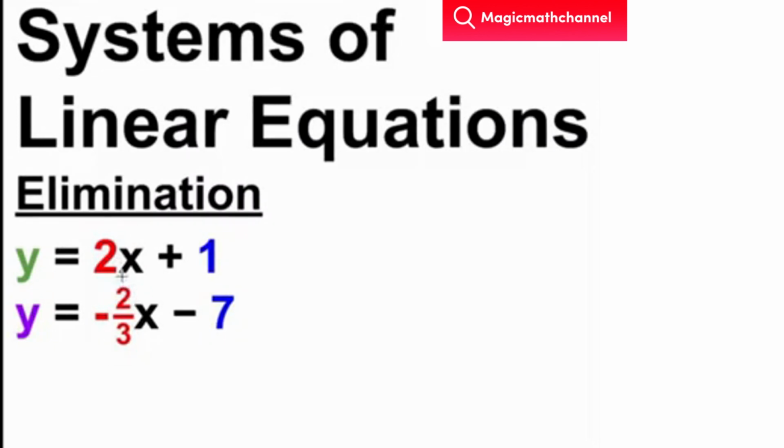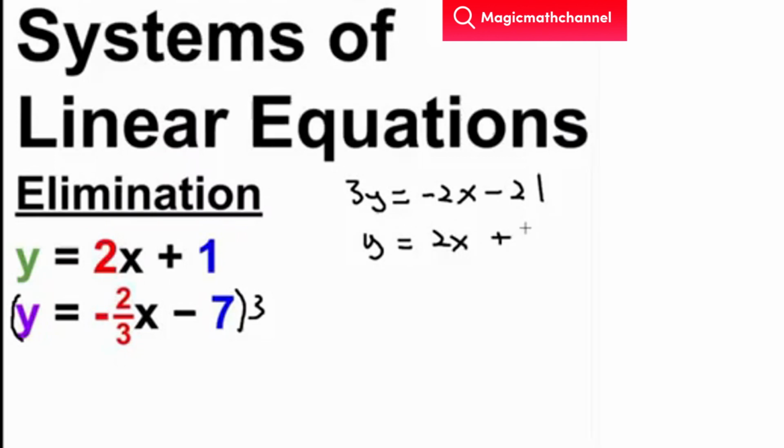So I look at this and I've got a 2x here, right? Theoretically, I'd love to be able to have a negative 2x on the bottom, and I'm going to show you why. So first of all, how do I get a negative 2x on the bottom? If I multiply this entire equation by 3, watch what happens. I get 3y equals 3 times that is negative 2x, and then minus 21. Now I'm going to take my original, my top equation, which is y equals 2x plus 1, and I've got something really special. Now I can add these together.